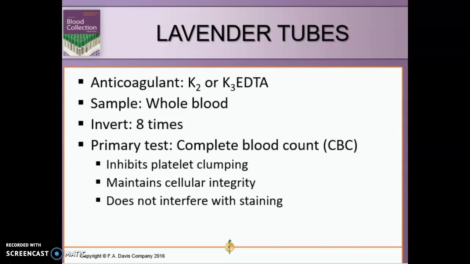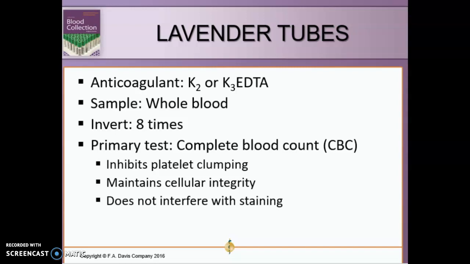It contains anticoagulants. The anticoagulants in this tube are the K2 or the K3 EDTA. That is the anticoagulant, which is the potassium EDTA. It's a whole blood sample. We are going to invert this tube 8 times.